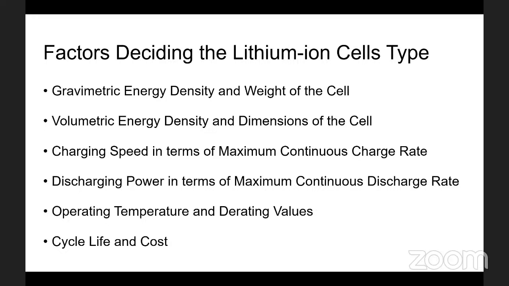And the charging speed: different cells have different charging speed capabilities, and depending on what's suitable, people take a call. And discharging power, which is again the discharging speed. This is also looked at based on how the battery needs to perform in an electric vehicle. And then operating temperature and derating values. I'll talk about derating values in a minute. And then the cycle life, as everyone must be aware that different types of batteries have different cycle life.